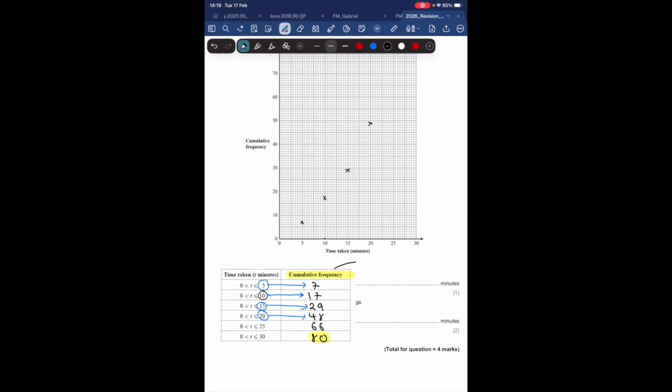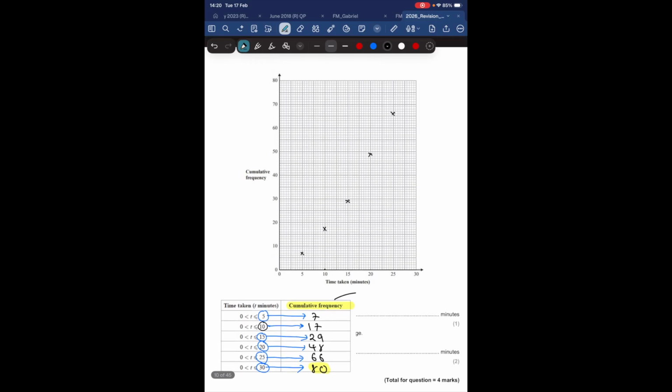The next point, we're going 25 across, 66 up, which is going to take us up to around here. And then our final point, we're going 30 across in time, 80 up. So 30 across, 80 up, takes us all the way up to here.